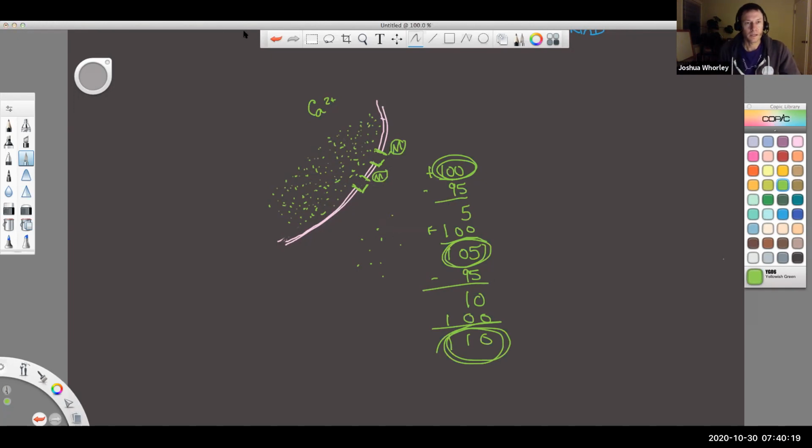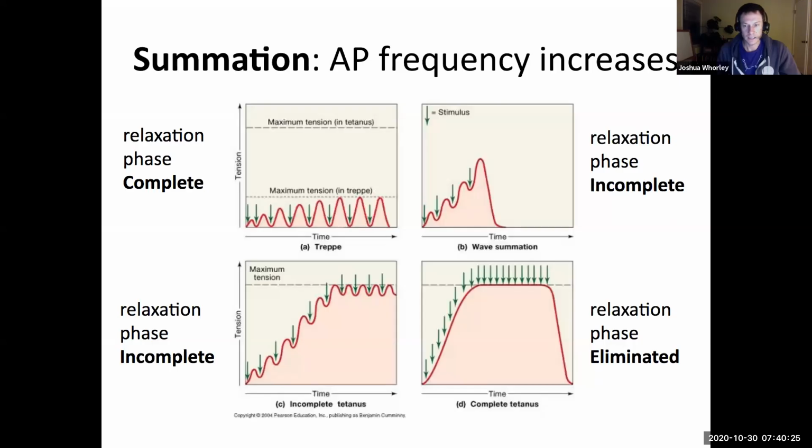Okay, let's pop back over here and look at this. Now we've had our little increase. Now let's look at when the relaxation phase is incomplete. So this is when we haven't even gotten to complete relaxation again. When we get another action potential fired, we get this steady increase in tension because we haven't got complete relaxation.